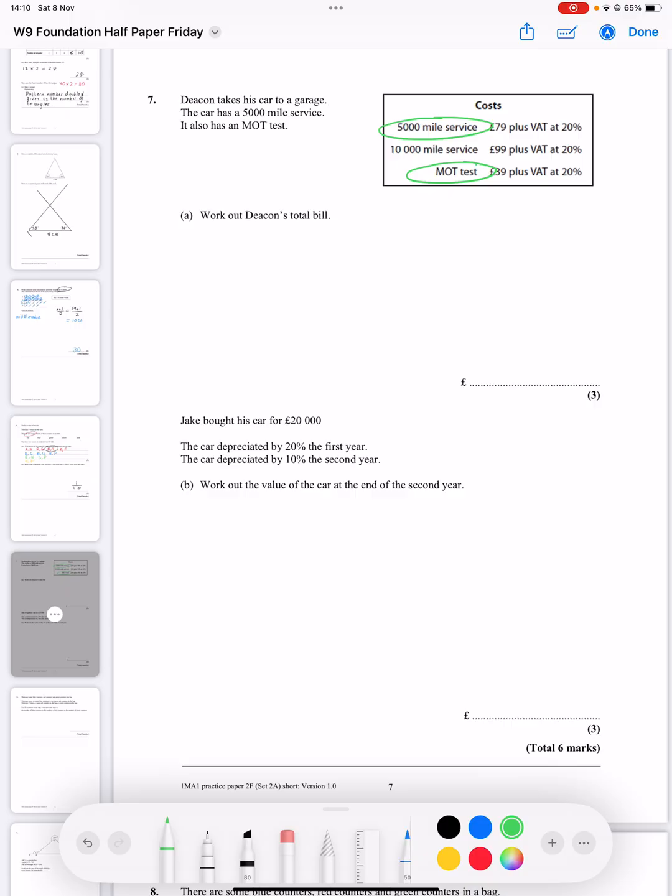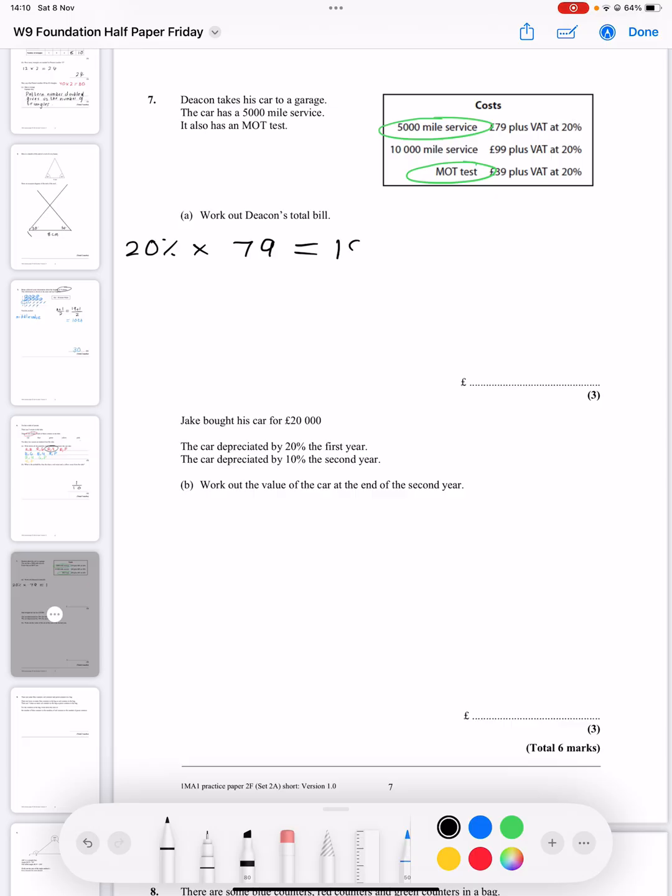So VAT is value added tax. So I need to find 20% of £79 and add it on. There's a few ways that we can add 20% to £79. We can use a decimal multiplier, or we could just find 20% of £79 and add it on. So 20% times by 79 gives me the 20% of 79. You can use your percent button on your calculator to do this.